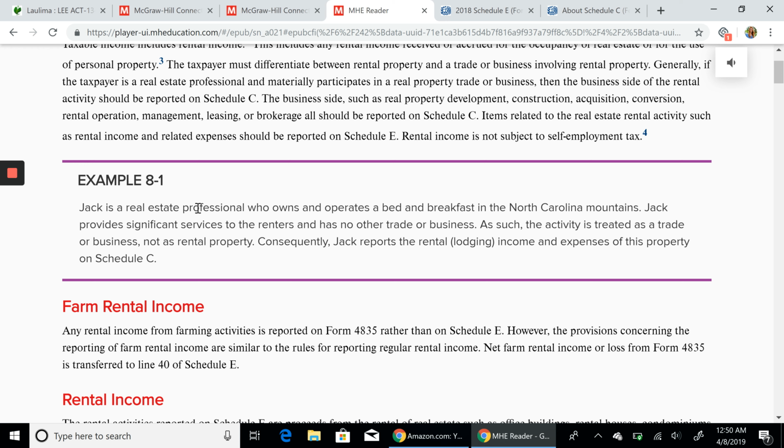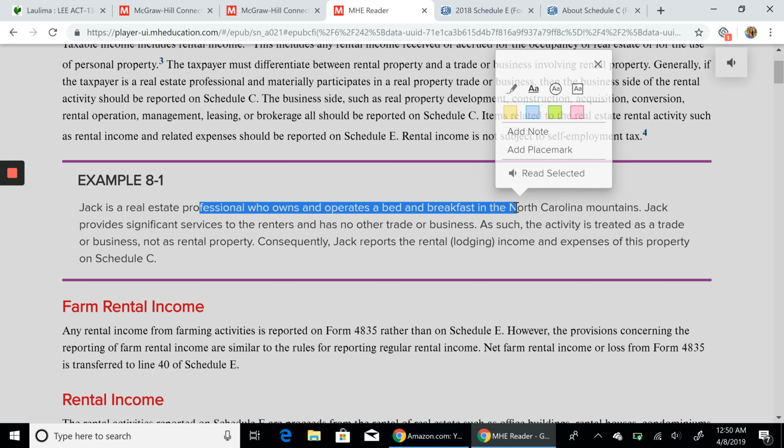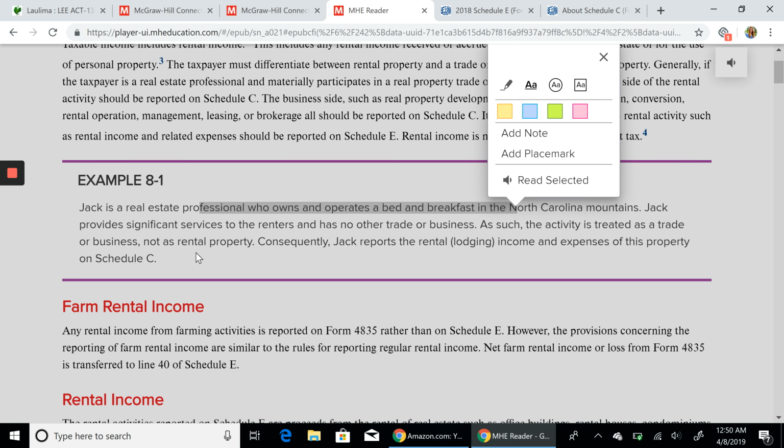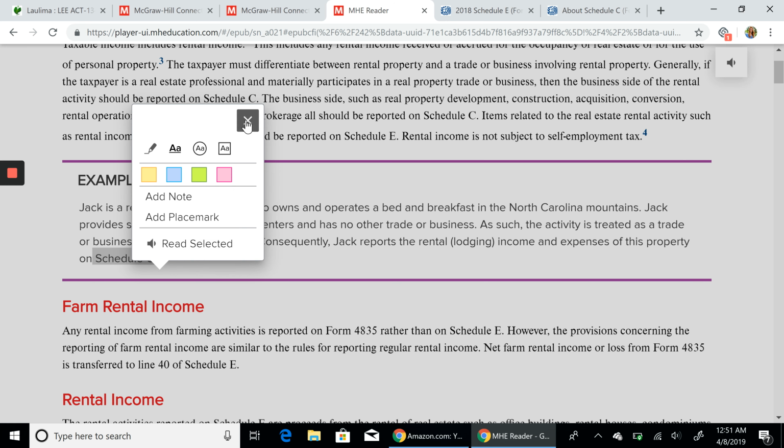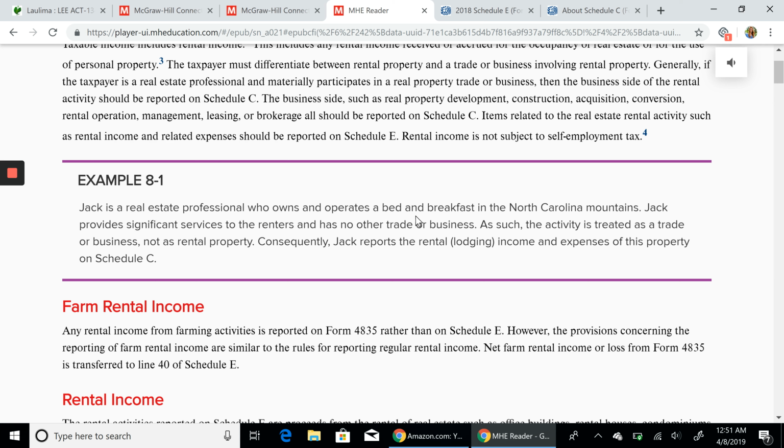Jack is a real estate professional who owns and operates a bed and breakfast in North Carolina mountains. Jack provides significant services to the renters and has no other trade or business. As such, the activity is treated as a trade or business, not a rental property. And therefore, he reports it on Schedule C, not Schedule E. Now, a main criteria of this is that he had no other trade or business.